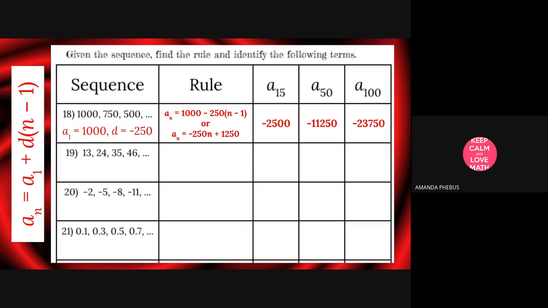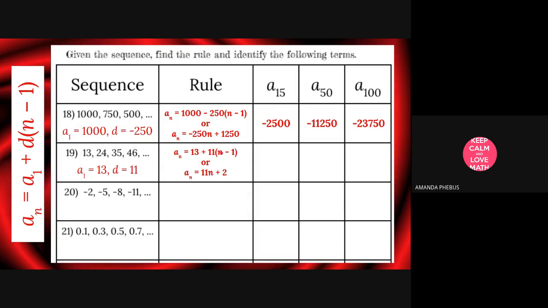All right, number 19. Our A sub 1 is 13. Our common difference is 11 because we're adding 11 each time, or you could do 24 minus 13. That's 11. I'm going to plug in A sub 1 and the common difference into my equation. So I'm going to get A sub n equals 13 plus 11, parentheses n minus 1. Or if I distribute that 11 and combine like terms, I'll end up with A sub n equals 11n plus 2.